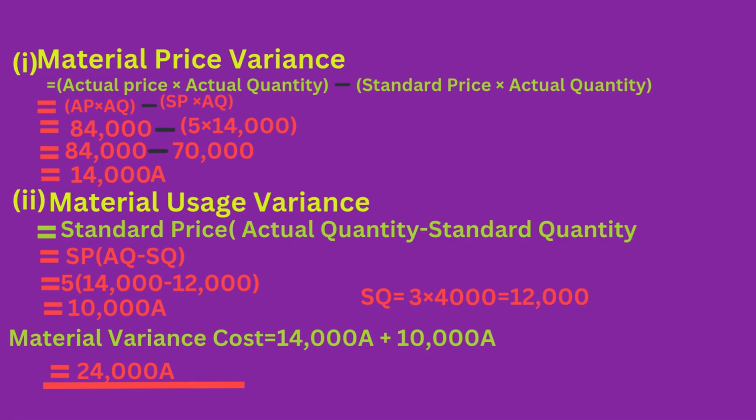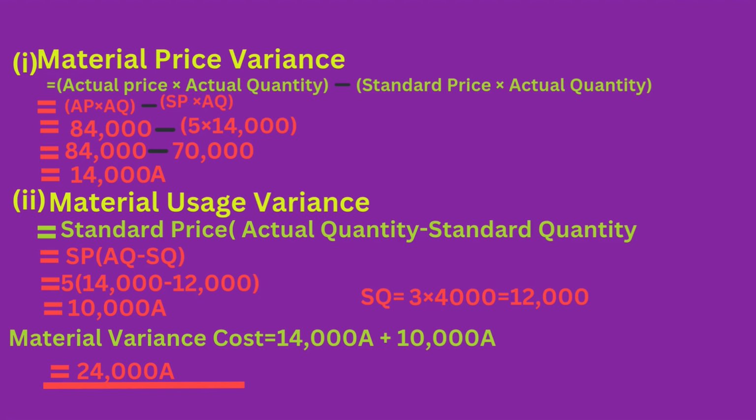Remember, we said when the actual cost is greater than the standard cost, that's unfavorable or adverse. And when the standard cost is greater than the actual cost, that's favorable. So in our first, that is material price variance, the actual cost is 84,000, which is greater than our standard cost, which is 70,000. So it will be 14,000 adverse or unfavorable.